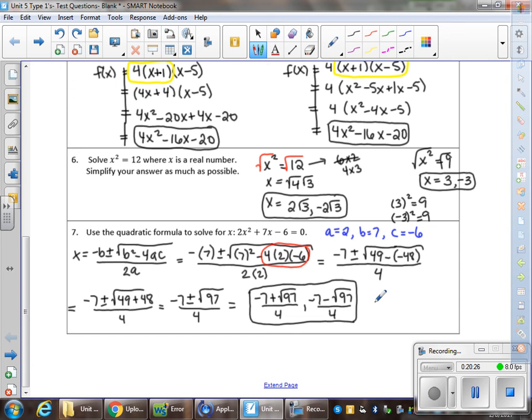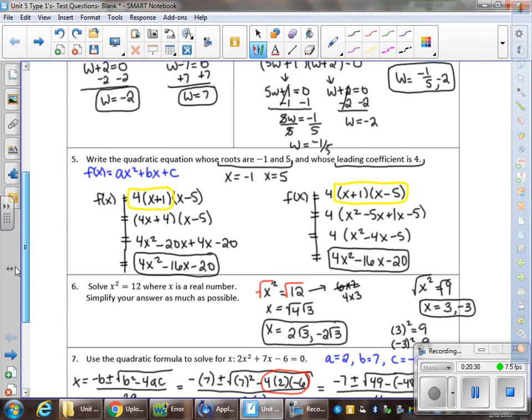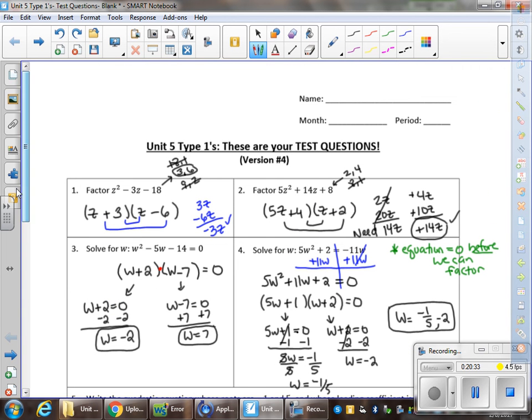Okay, so there is numbers 1 through 7 of the Unit 5 assignment. If you would like to now go into ALEKS and try numbers 1 through 7.